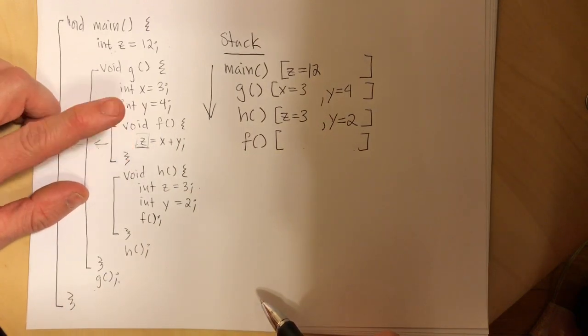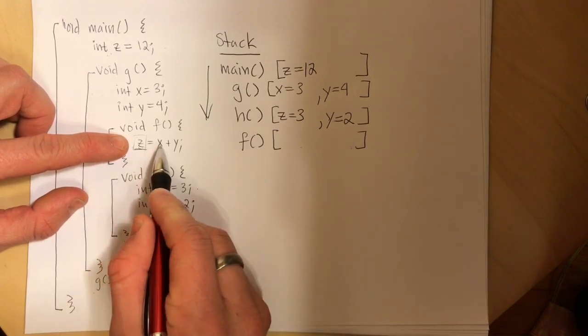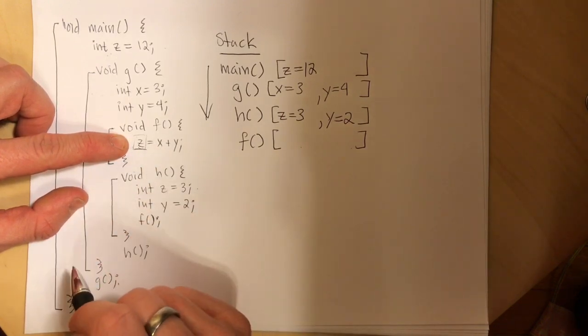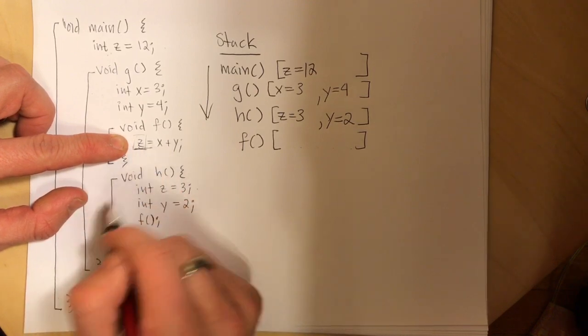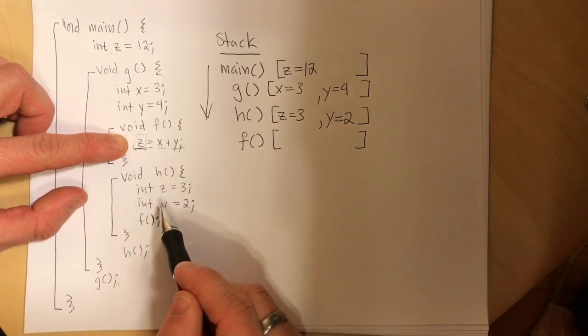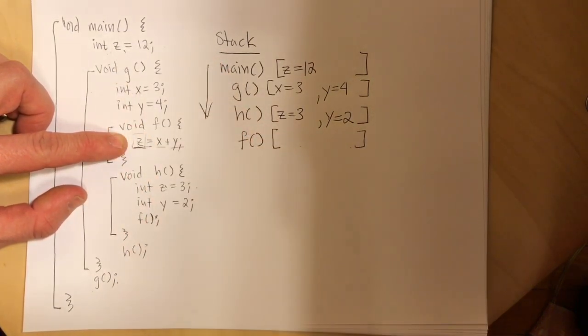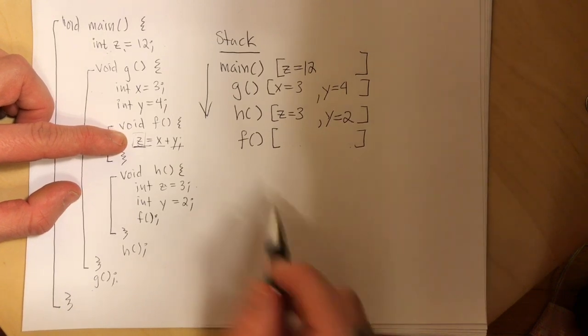So now we get to the line of code that we're interested in. We're going to set z equal to the sum of x and y. And the question is, what does z refer to, what does x refer to, and what does y refer to? Because we have two y's in this code, two z's in this code, and one x. So that x is pretty obvious. But let's look at how you do that.